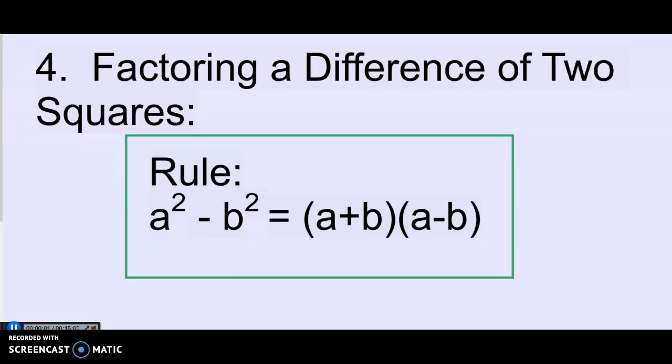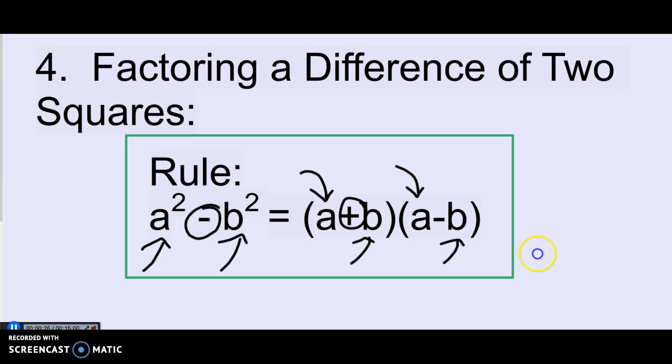All right, good morning. Today we're talking about factoring a difference of two squares. So here's the rule. If you have something that's squared, you're going to take the square root of each of those. So a would be the square root of a squared, and then b would be the square root of b squared. And all you're doing is making sure that this has a negative in it, and then the factors have a plus and a minus.